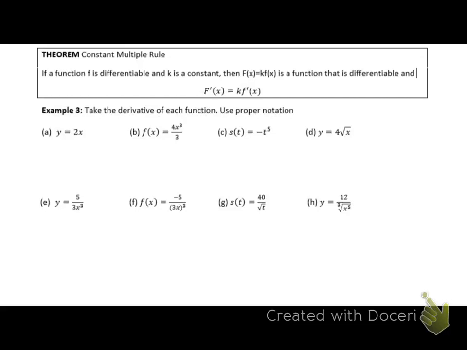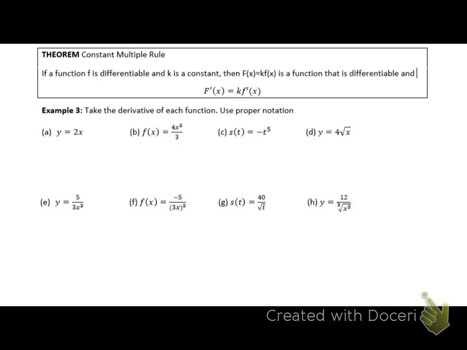This is section 6, derivative rules, example 3. So now that you know the power rule, you need to know how to do it if there's something in front of your function. So for instance, in part A, we have 2x instead of just x. So we're going to still apply the power rule, and whatever exponent we bring to the front, we're just going to multiply by whatever we would get.